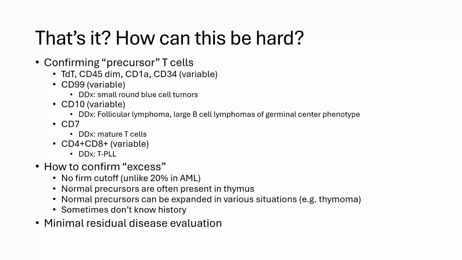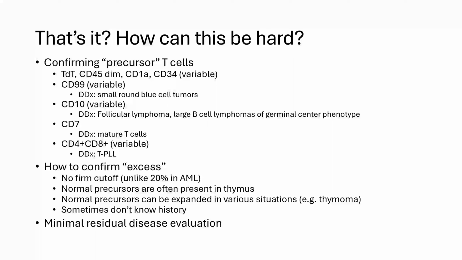Precursor T-ALL is often positive for CD7. However, this is not a specific precursor marker. T-ALLs can also be double positive for CD4 and CD8 in some cases. However, the differential diagnosis for that includes T prolymphocytic leukemia. So that's not completely specific for T-ALL.